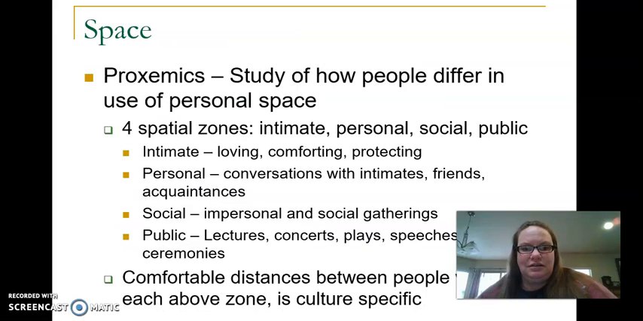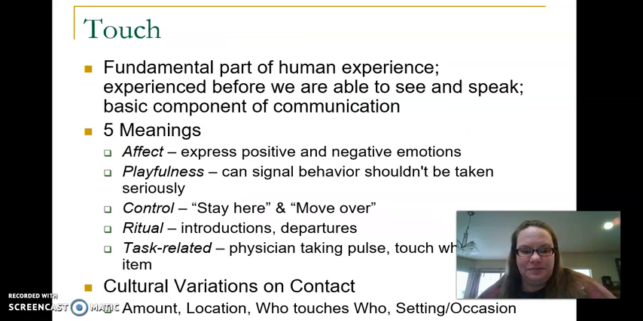Okay, so let's start with touch. We talked about space last time and how there were different types of space. There are also different types of touch. People can use touch to communicate things, either with what they're saying or not with what they're saying. There are five different types of touch that we have.